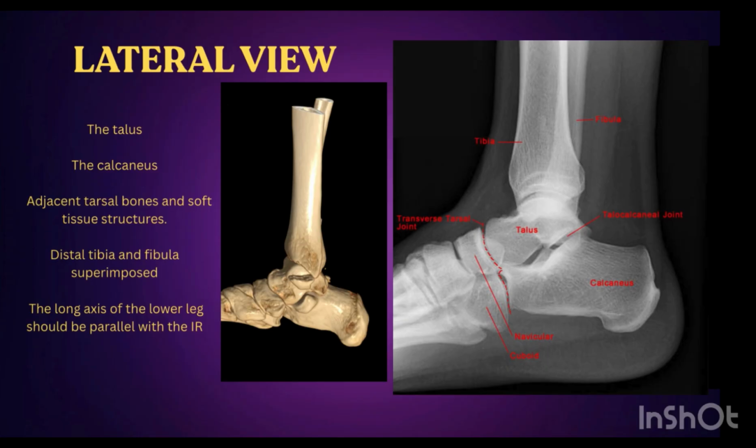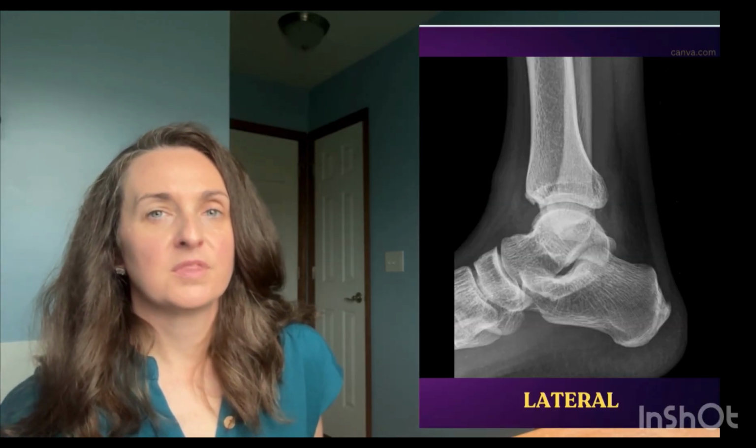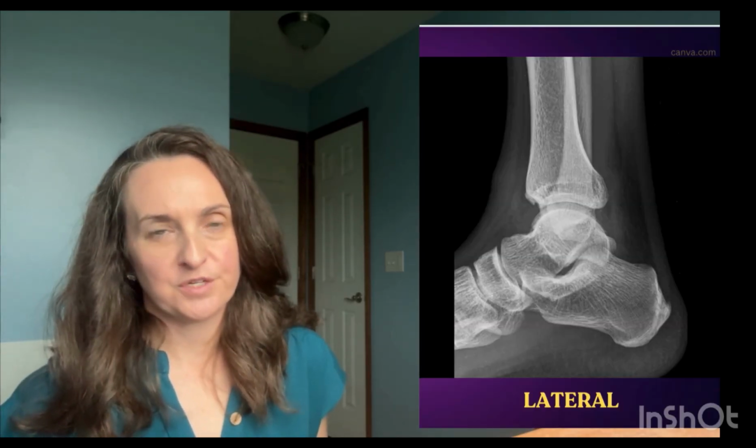A diagnostic lateral ankle should demonstrate the talus, the calcaneus, the adjacent tarsal bones and the soft tissue structures, the distal tibia and fibula superimposed, and the long axis of the lower leg should be parallel with the image receptor. When your lateral ankle looks clean with no motion and proper bone alignment, then you know that you've achieved a true lateral projection.